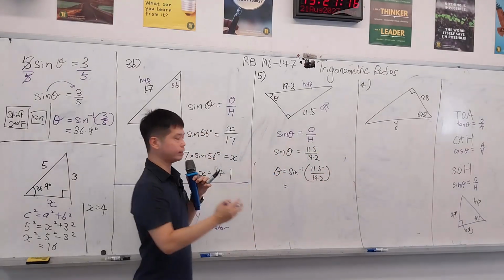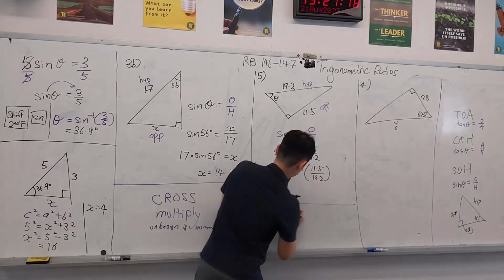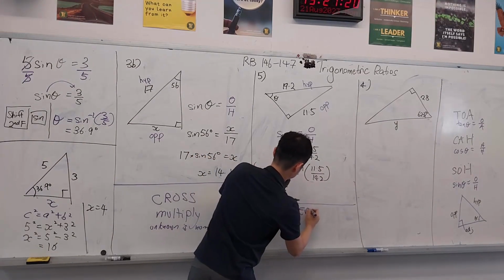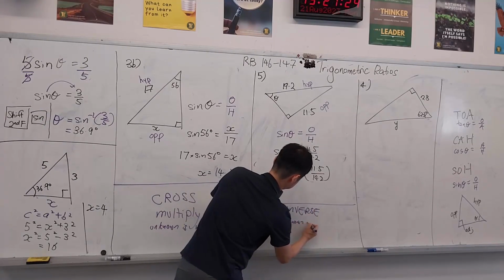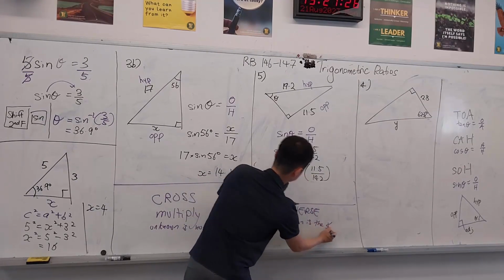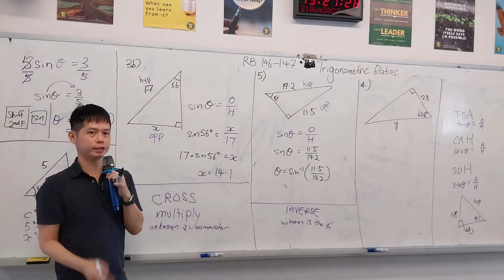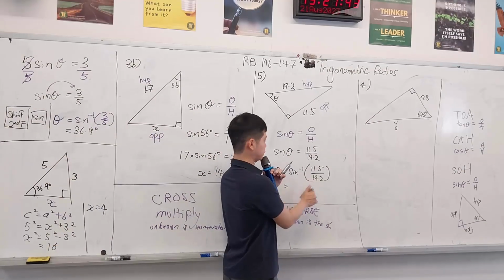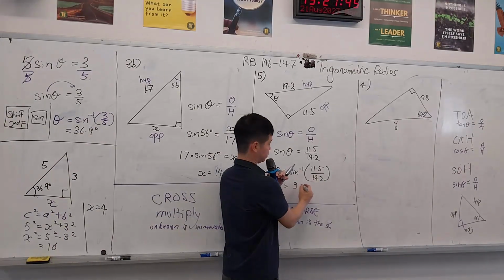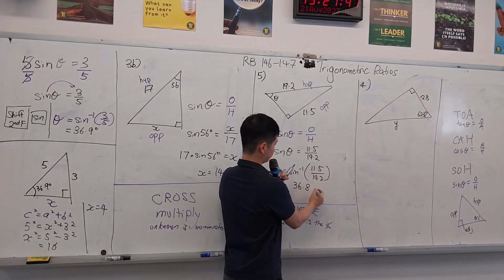Okay, the second case is when the unknown is the angle. We have to do an inverse. Okay, and press. What do you get? 36. You need to round up, don't you?